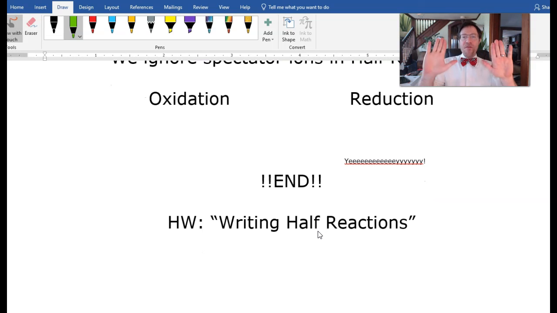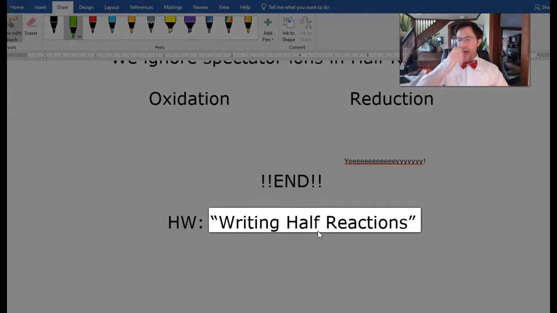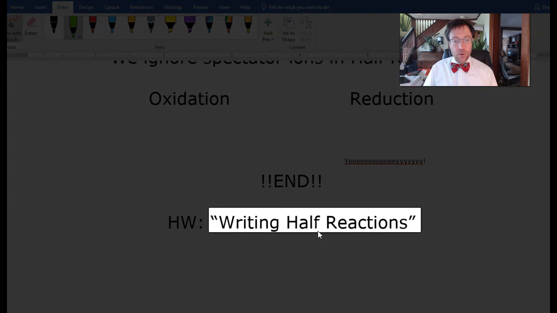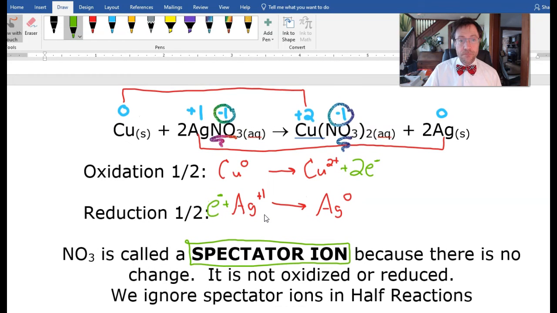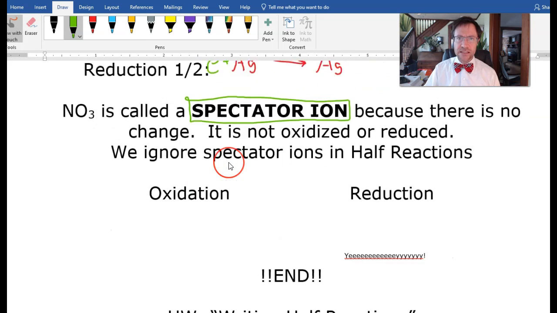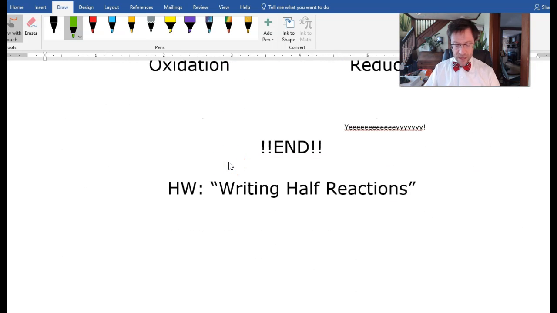Guys, seriously, that's it for today. All we have for you is this, writing half reactions. I want you to do this. Find the oxidation numbers, draw the lines to connect the things that change, and then just write them out, just like you were supposed to do on the other homework. And then you add electrons to each side to make the charge equal. It may not always be 0, because remember, these things are the easy sample problems. But that's all I got for you today.